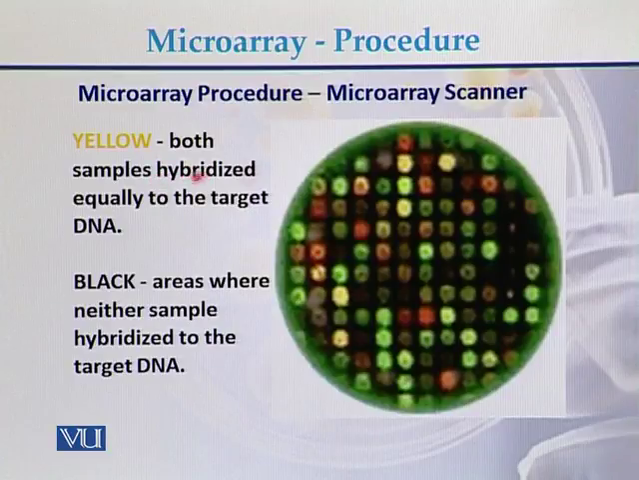There is another color, yellow, which is produced while performing the microarray. Both samples hybridized equally to the target DNA. Here we can see the yellow color. Here both samples attached, or hybridized, to the target DNA equally, so the color becomes yellow. On the other hand, there are some spots which are black, like here is a black spot. These are the areas where neither sample hybridized to the target DNA, meaning no sample hybridized to the target DNA. That is the reason some spots appear black.